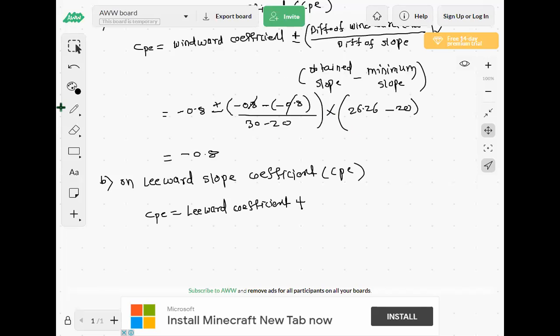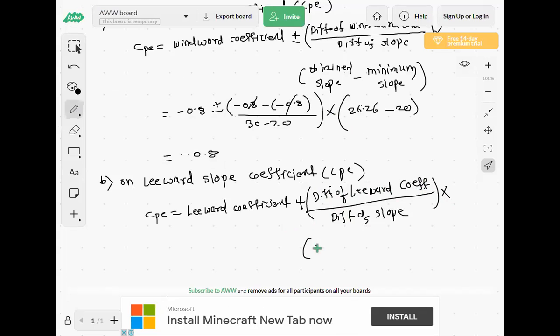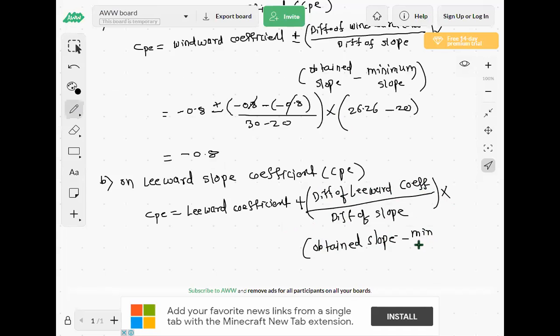Then difference of leeward coefficient divided by difference of slope into obtained slope minus minimum slope.